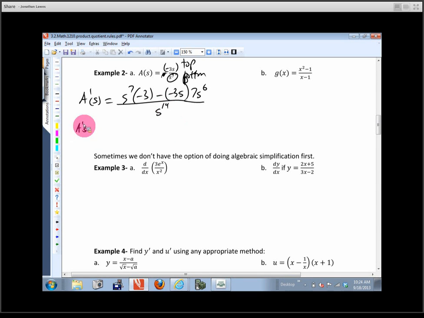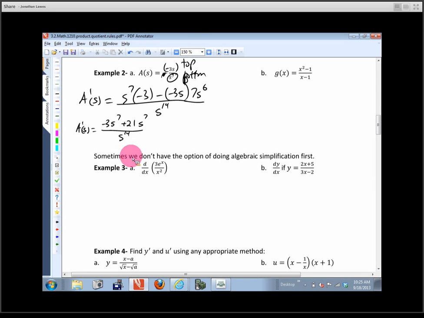Okay, so let's do a little bit of simplification here. This is negative 3s to the 7th. This is going to be plus 21s to the 7th, all over s to the 14th. Oh, to the 7th, you're right. Yep, to the 7th. Thanks.